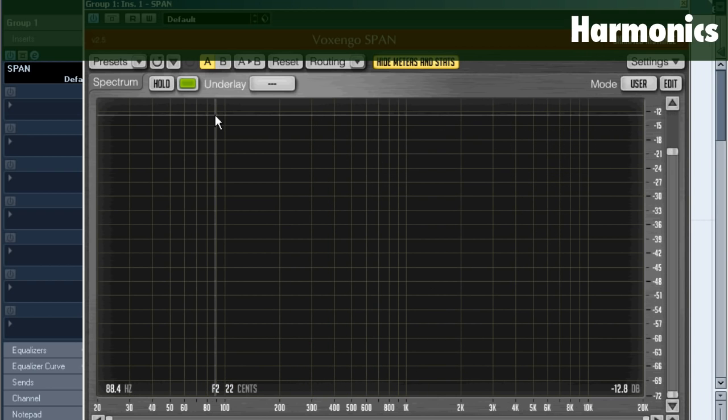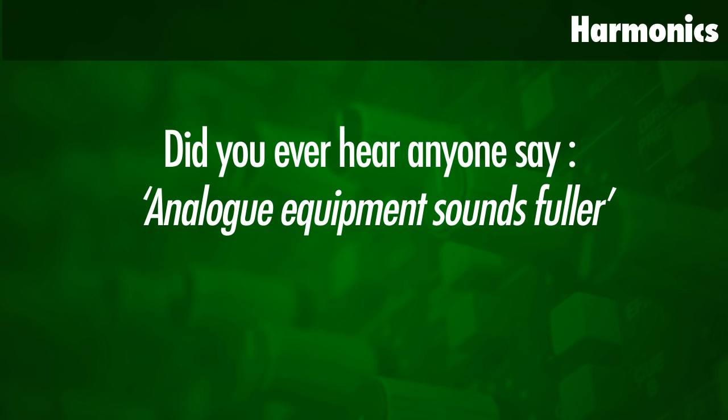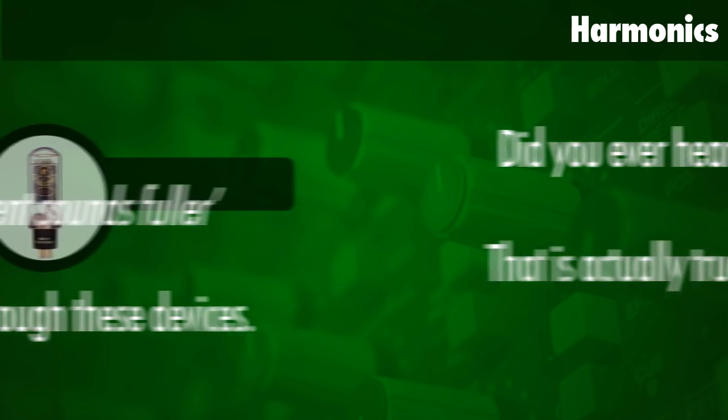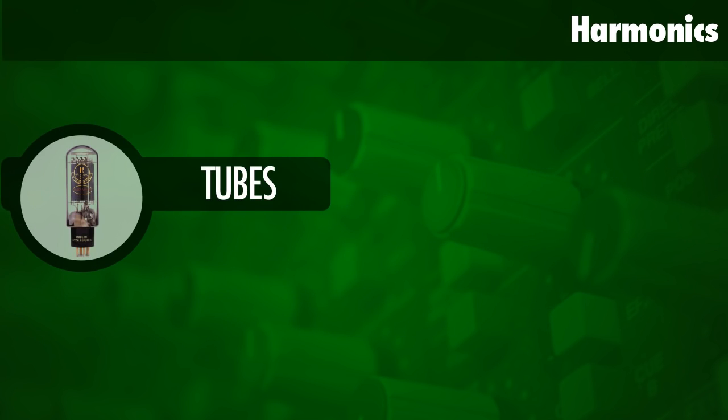So that is really what an electronic device does. So when people talk about the warmth of analog sound, it is really because there's harmonics being added by the device and its components. In this example, I've used a model which uses tubes.